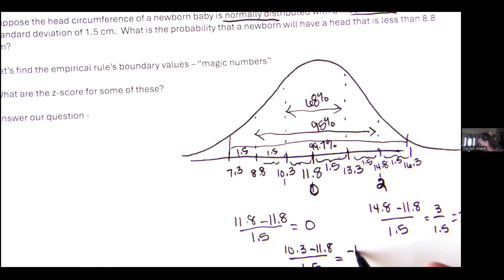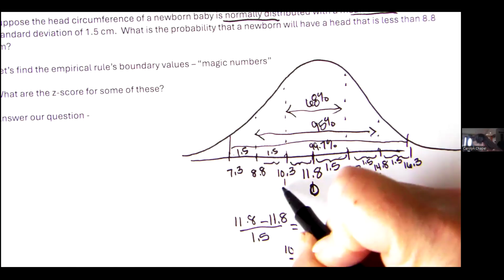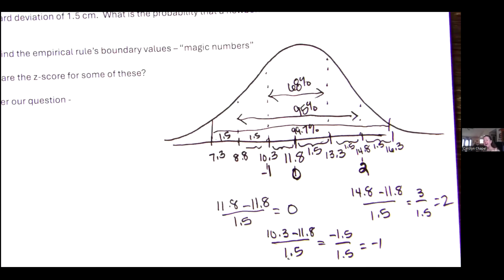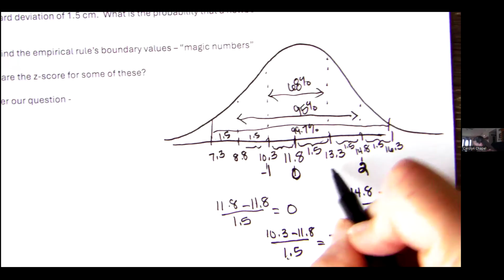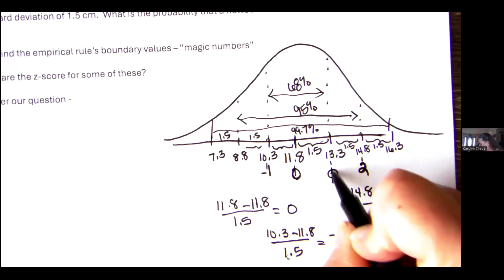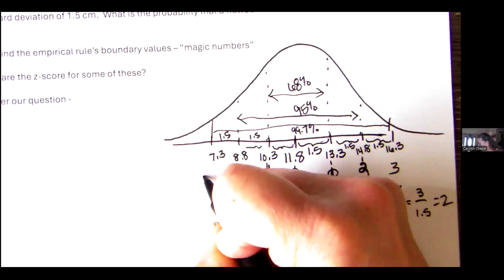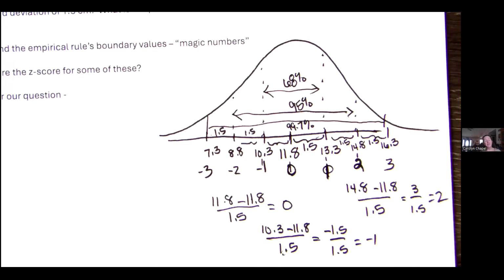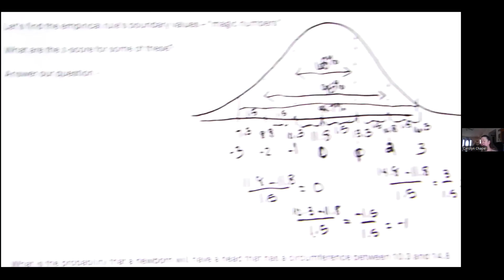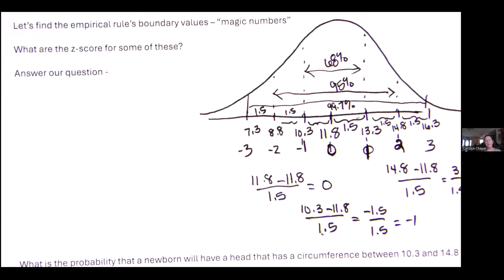That's going to give me a -1.5 over 1.5, or a -1. Because we added and subtracted our standard deviations, this will turn into the 0, the 1, the 2, and the 3, the -1, the -2, and the -3 from that standard normal that we talked about. So it helps us picture where everything is. Okay, now we can actually go back to our question and answer it.